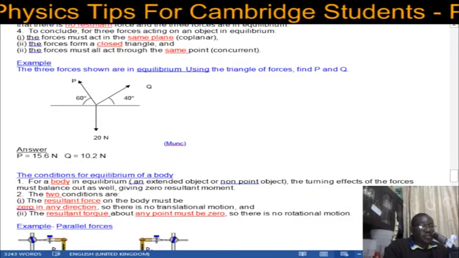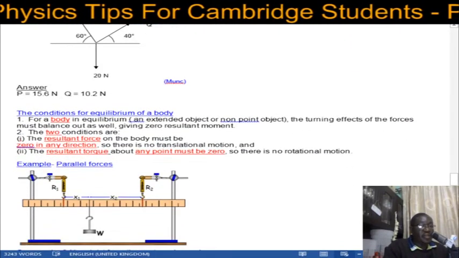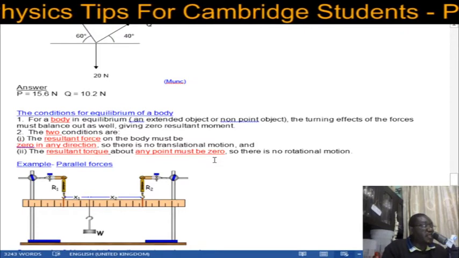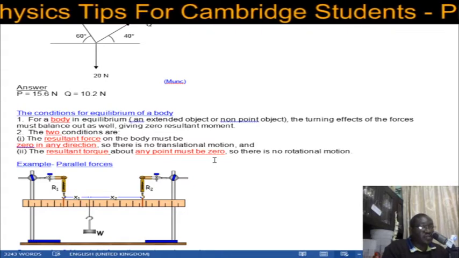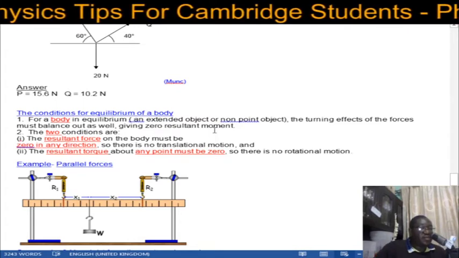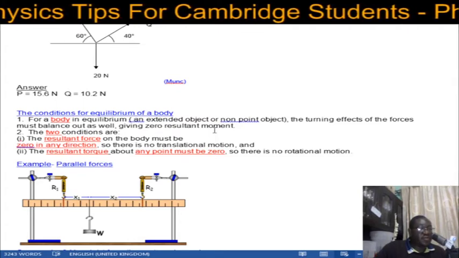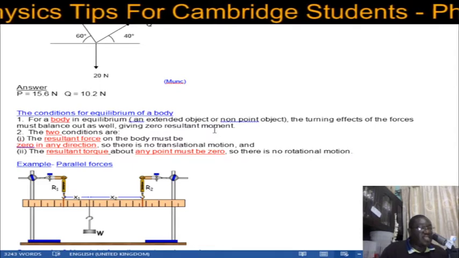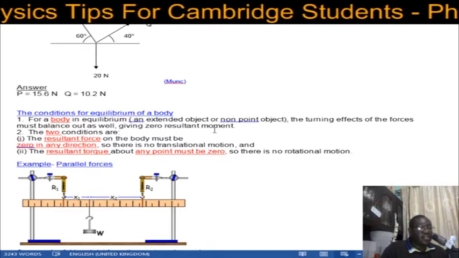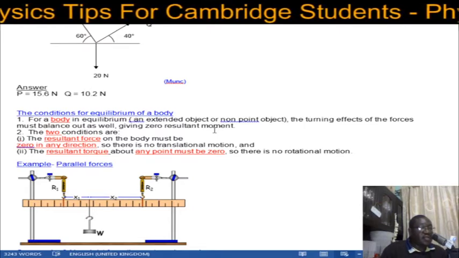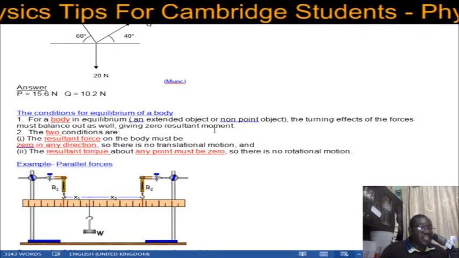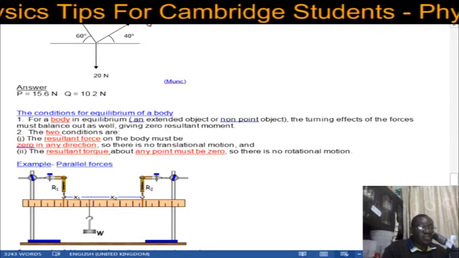Conditions for equilibrium. For a body to be in equilibrium, the turning effects of the forces must balance out, as well as giving a resultant force of 0. So the two conditions are: the resultant force in any direction must be 0, i.e. there mustn't be any translational motion. And then the second condition, there mustn't be any resultant torque about any point. So resultant torque about any point is 0. There is no rotational motion.